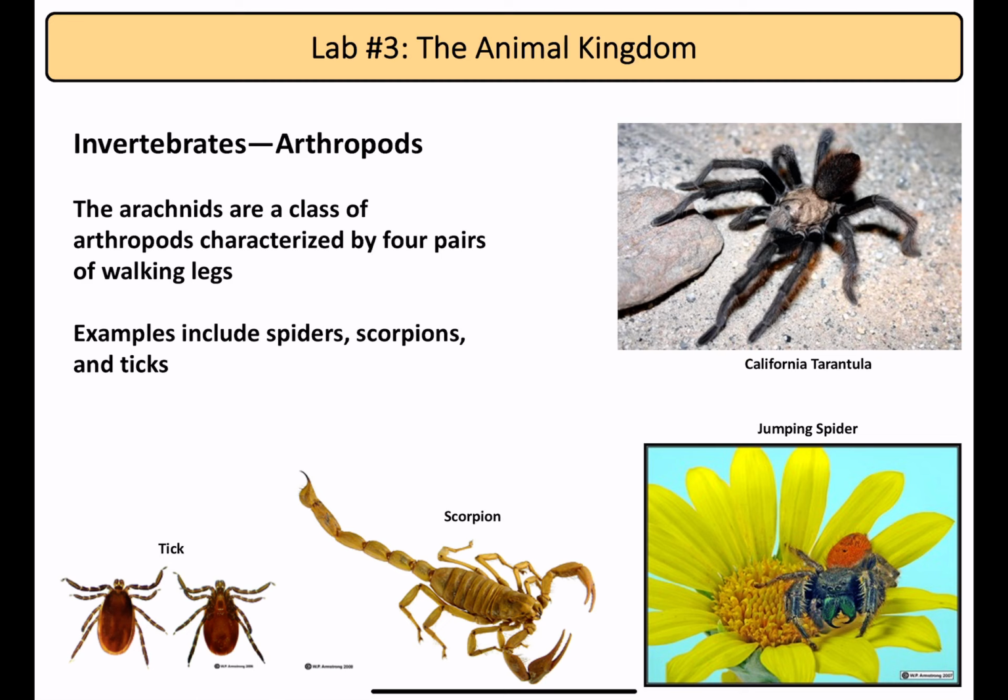And here we have our last class of arthropods. These are the arachnids, different from the insects in that they have 4 pairs of walking legs, for a total of 8 legs. These include the spiders, scorpions, and ticks.